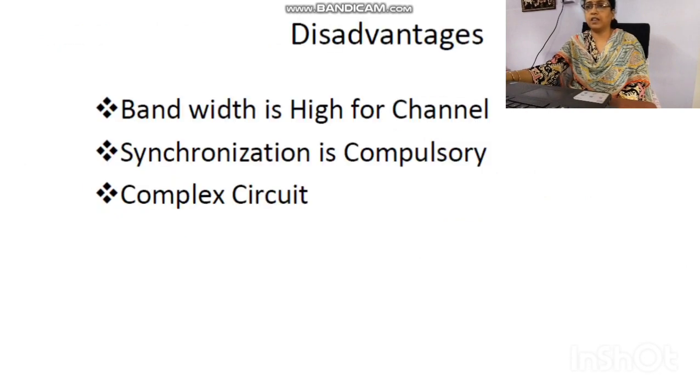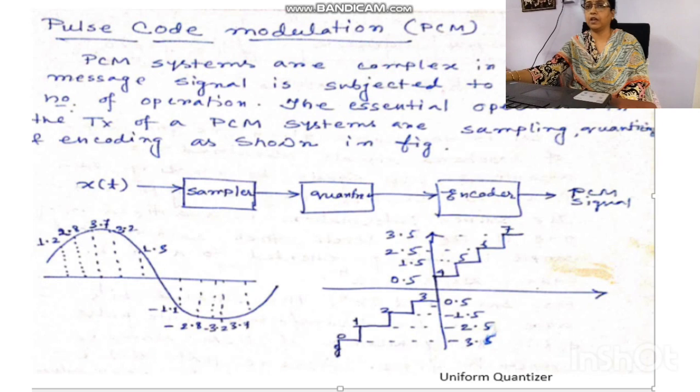So there is nothing called disadvantage. These are actually the limitations. Nothing but here bandwidth is high for the channel, then synchronization is compulsory, and the circuit is complex. These are the disadvantages of digital communication.